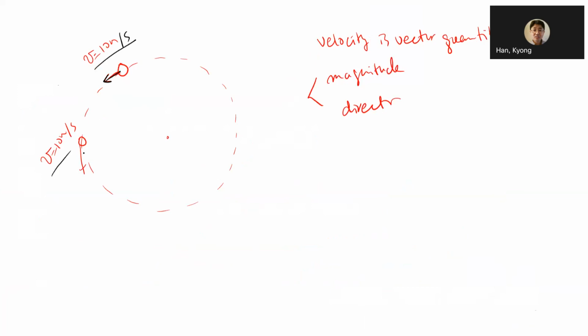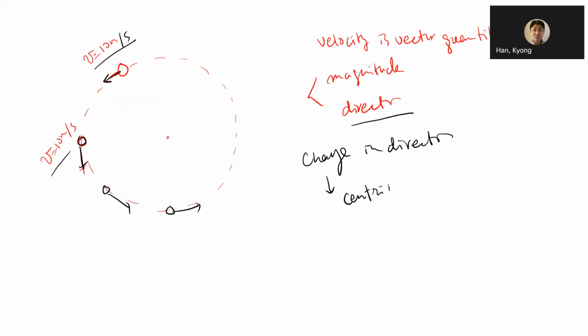Originally it was moving in this direction, the next moment in this direction, then this direction, and this direction. It keeps changing direction. This change in direction gives centripetal acceleration.